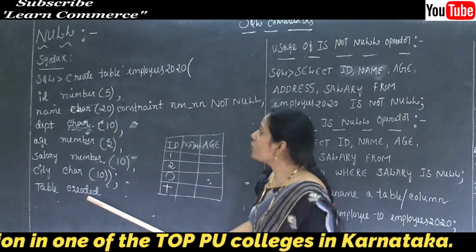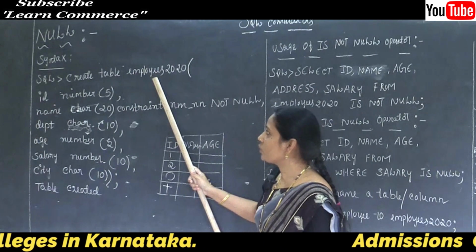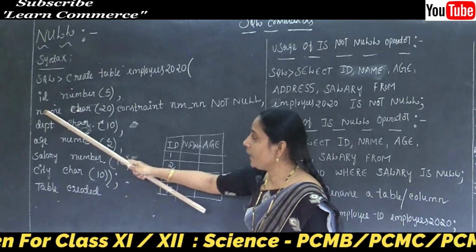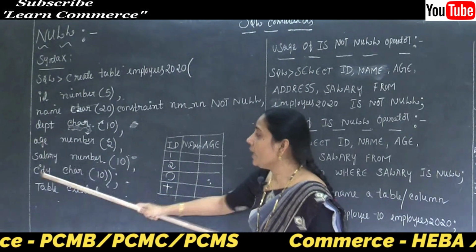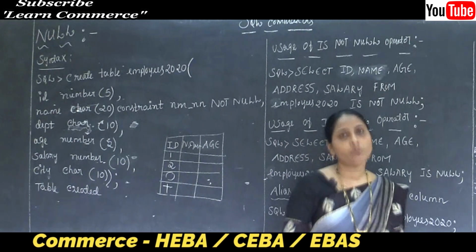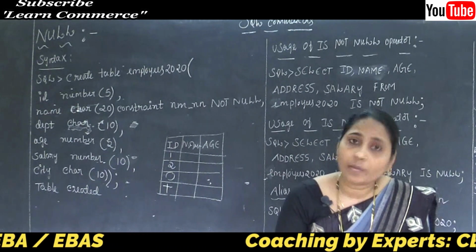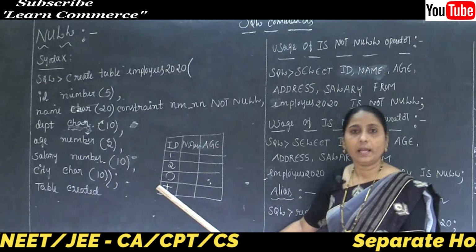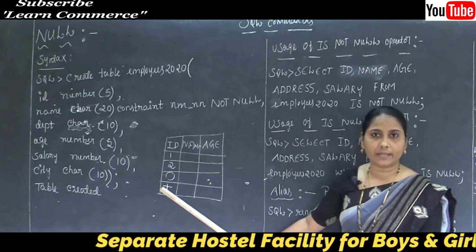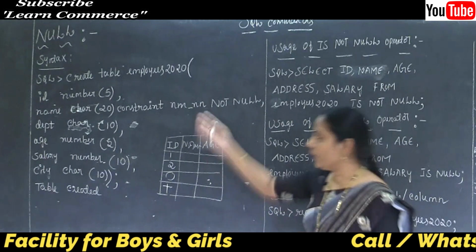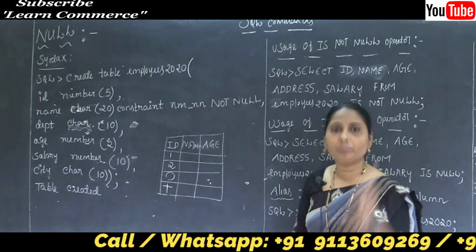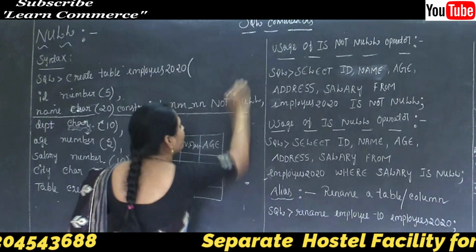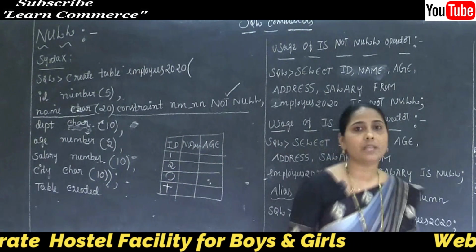Clear this point here. The name of the table is employees2020, and this table has columns ID, name, department, age, salary, city. But the most important note here is that not null signifies that the column always contains an explicit value of a given data type. Correct? Here, many columns are there, but just for one column, the name column, I used the most important constraint. The constraint is the not null.